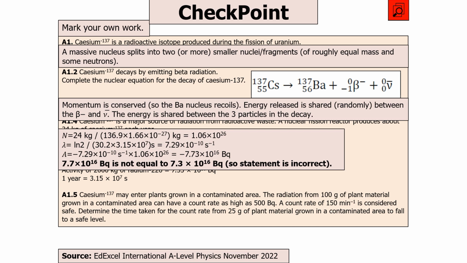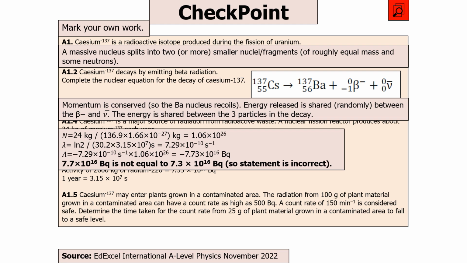In this next one, we know that the number of particles is 24 over 136.9 times 1.66 times 10 to the minus 27. That's the mass of one particle. So therefore, it's 1.06 times 10 to the 26 particles. We know that the decay constant is log 2 over the half-life, my apologies, which is 30.2 times 3.15 times 10 to the 7, because we work in seconds, not years. So it's 7.29 times 10 to the minus 10 seconds to the minus 1.